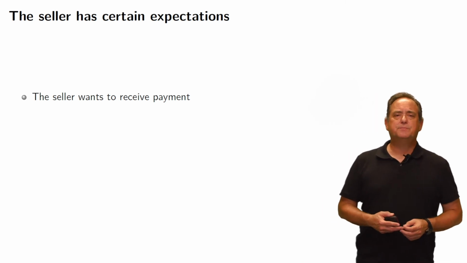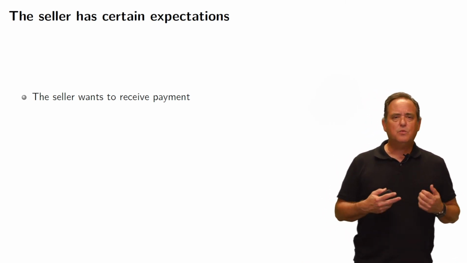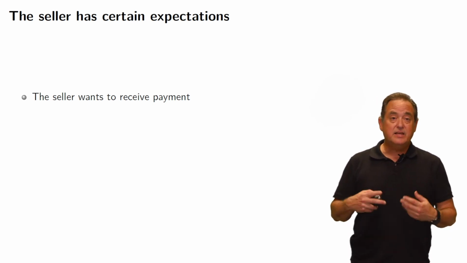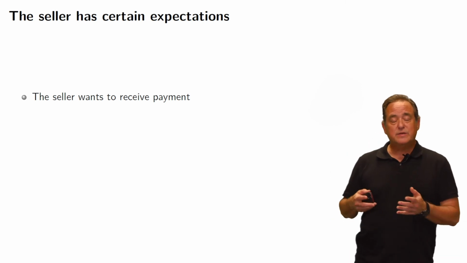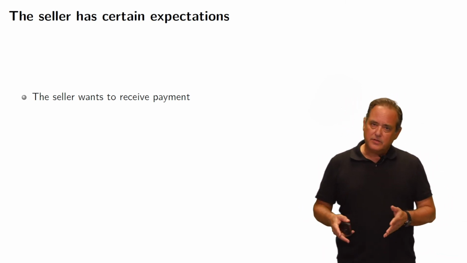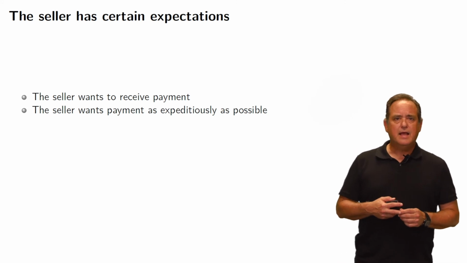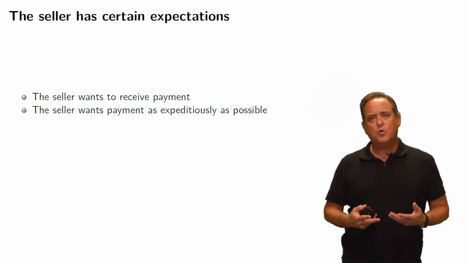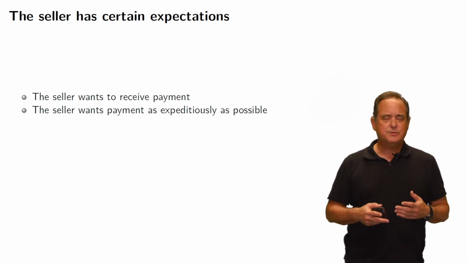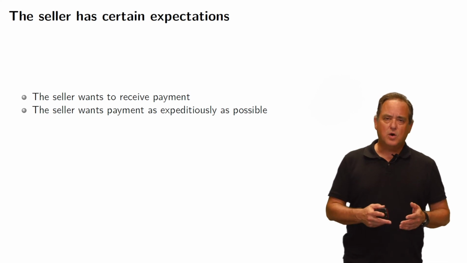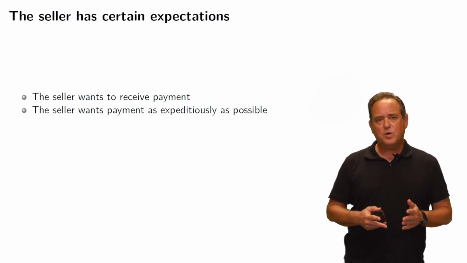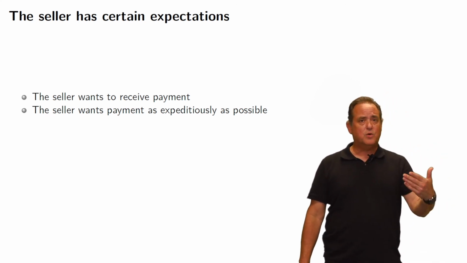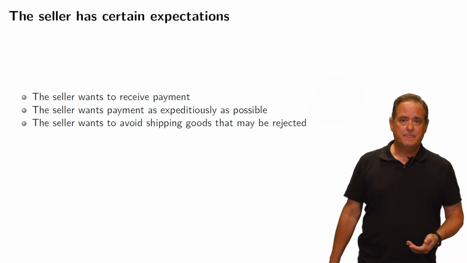Now, the seller has expectations as well. The seller wants to be paid. The seller's number one expectation is that it will receive payment. It will receive payment in the amount that was bargained for. And not only does a seller want payment, but a seller wants payment as quickly as possible, as expeditiously as possible. The seller wants to get paid. So the seller wants payment and wants payment quickly. Payment in the amount that was bargained for and quickly.